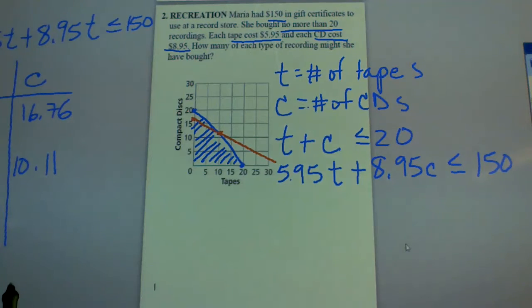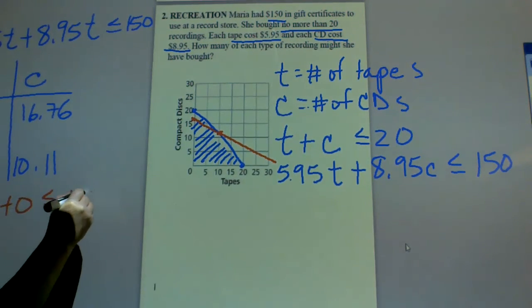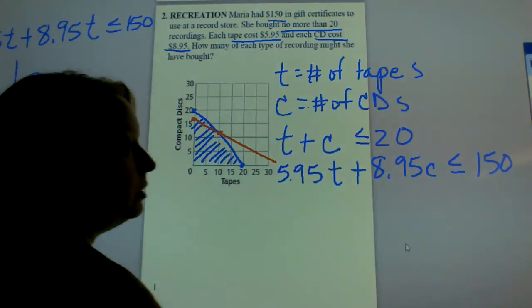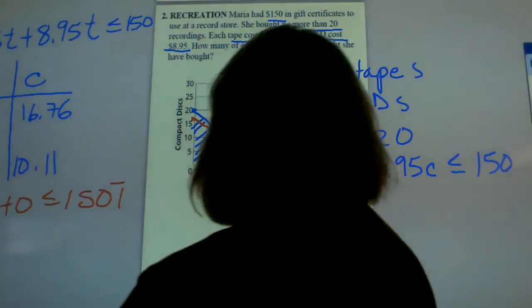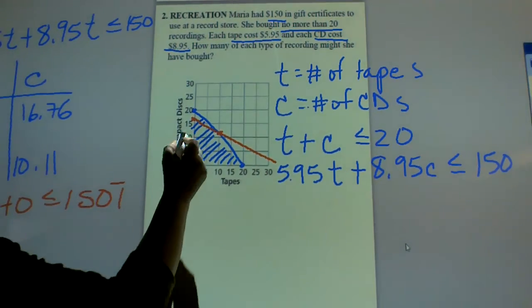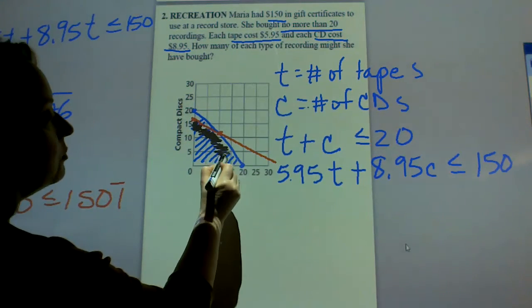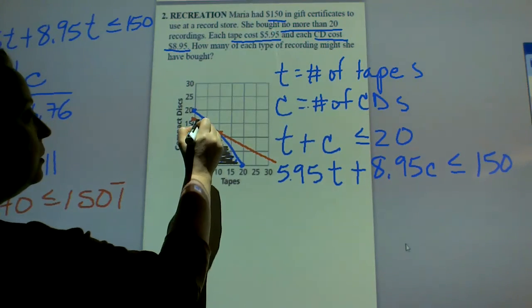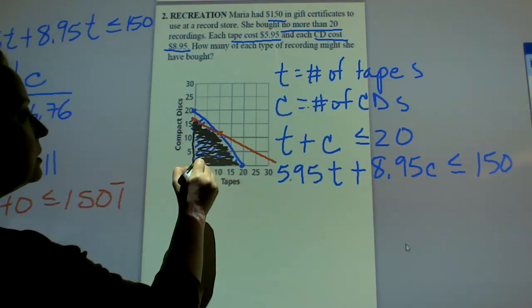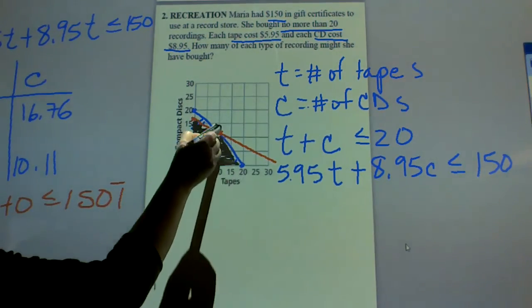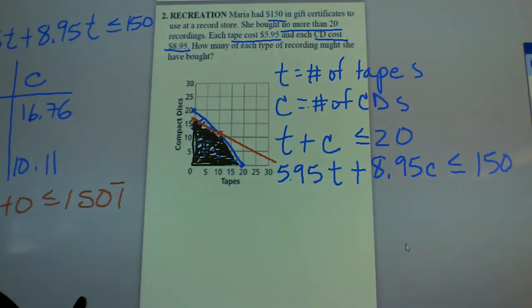And then again, we're just going to sub in 0, 0. So 0 plus 0 is less than or equal to 150, which is true. So we're going to shade below the line. So now I know where my shaded region is, and I'm just going to darken it in black here. So the shaded region will include part of that red line and then all the way over to your axes here. That'll be the region that we're looking at. And it's going to include the boundary lines here because they're solid lines.